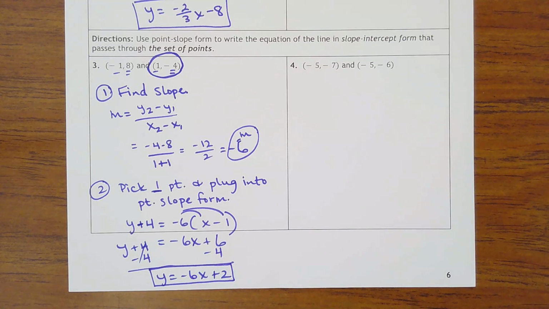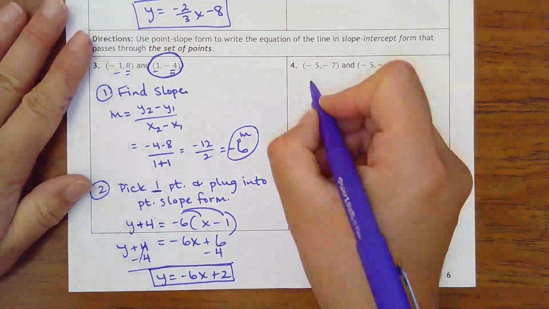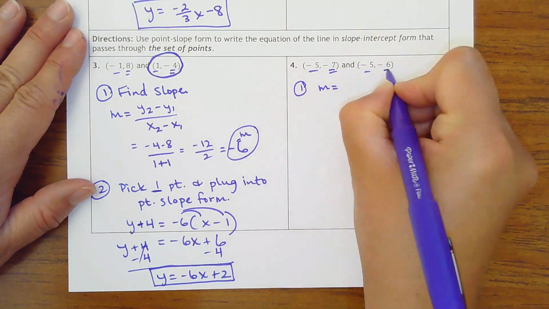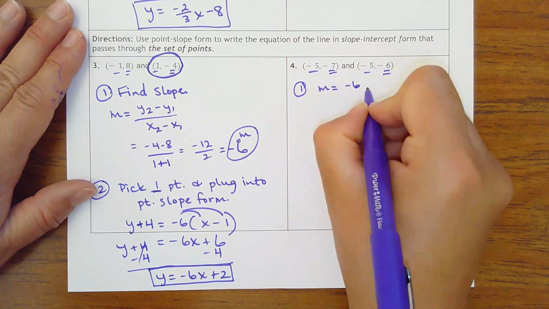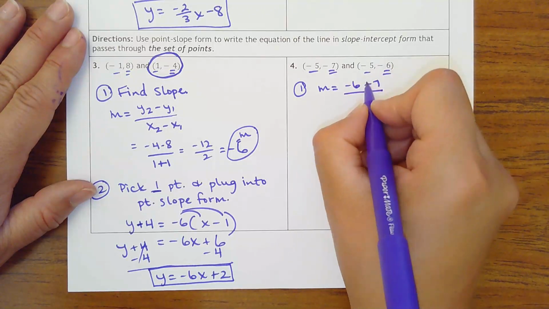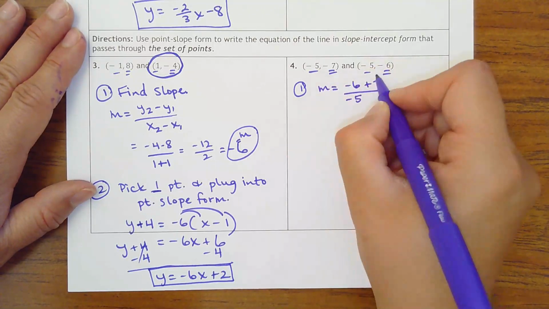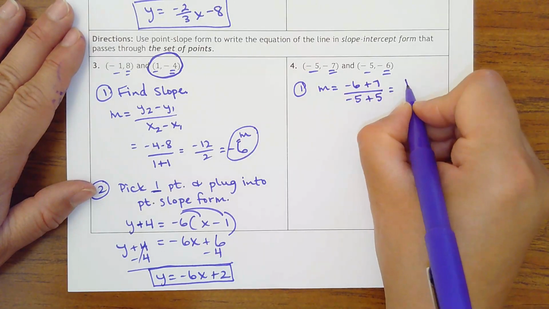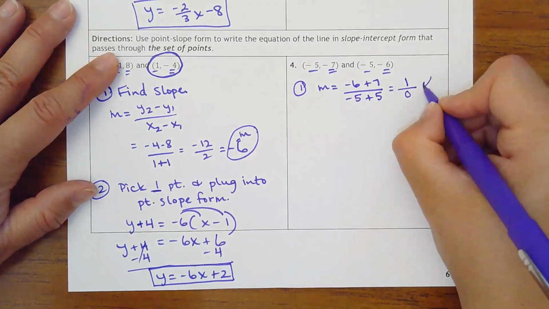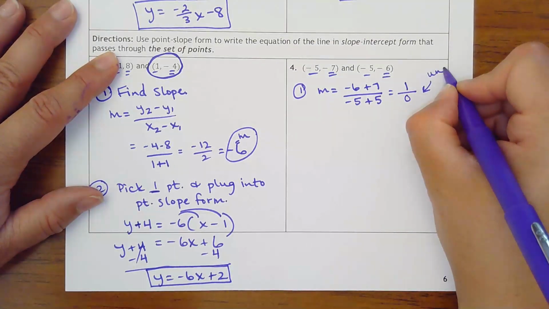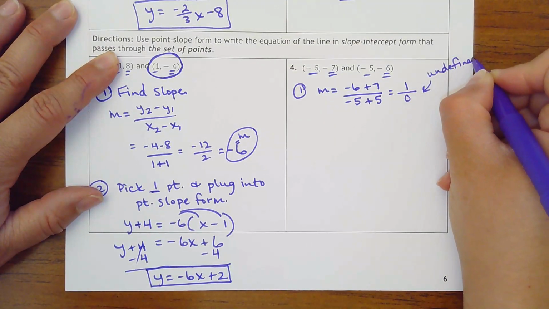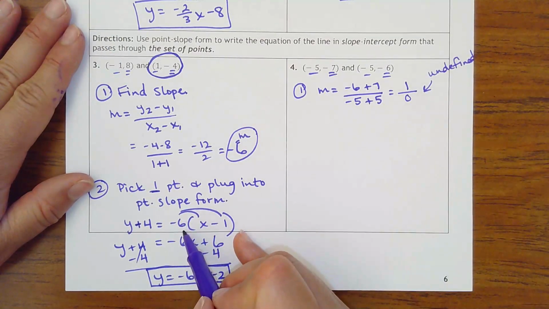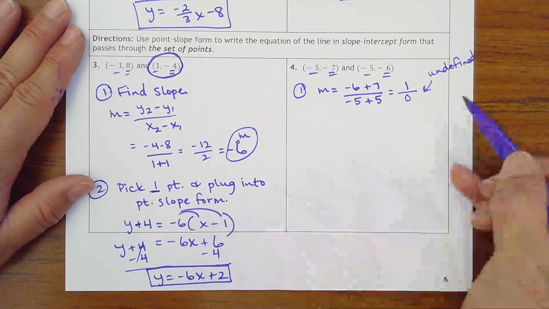Right, and then number 4, same thing. We have 2 points. So first we have to find the slope of the line. M equals y2 minus y1, negative 6 plus 7 over negative 5 plus 5. Might be noticing something. Top gets me a 1 over 0. Remember that when the bottom is 0, that's undefined. So there's really no more work you can do because I don't even have a number to plug in for my slope. I have a word called undefined.